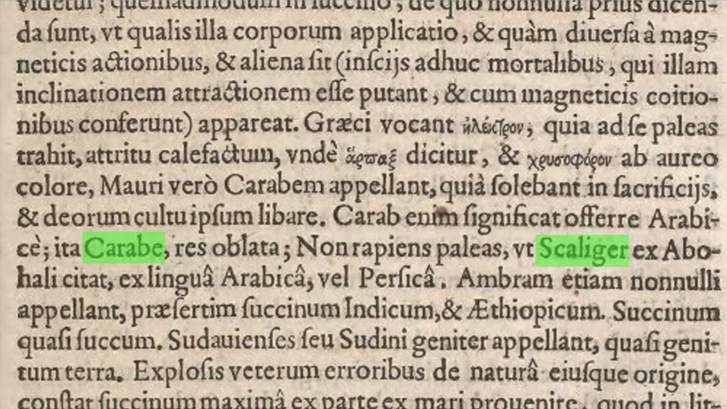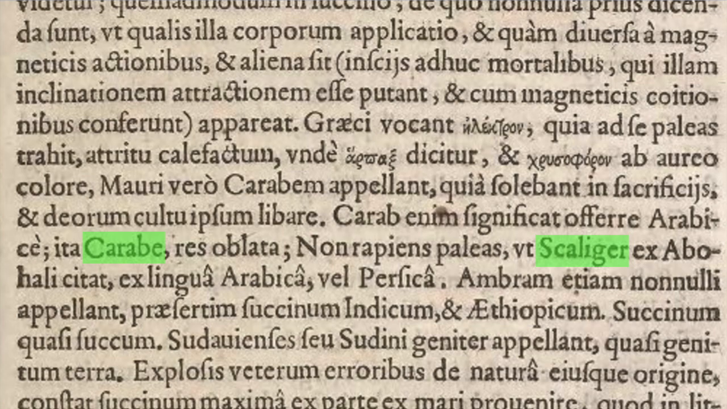In a discussion on amber in his book De Magnete, published in 1600, Gilbert writes that, quote, "The Moors call it carabe, because they used to offer it in sacrifices and in the worship of the gods, for in Arabic, carib means oblation, not rapiens pallius, snatching chaff, as Scaliger would have it." Gilbert is referring here to Julius Scaliger, who was also experimenting with magnetism in the 1500s, and whose son, Joseph Scaliger, published the Amendment of Time in 1583.